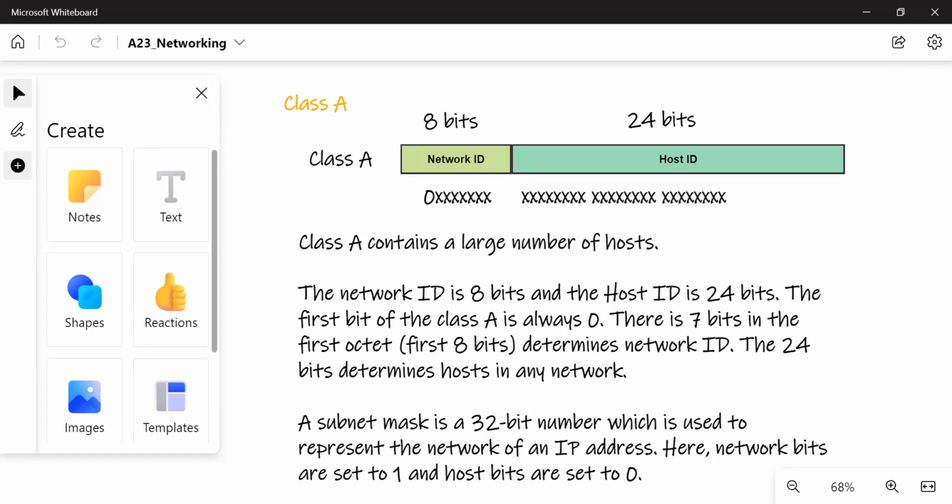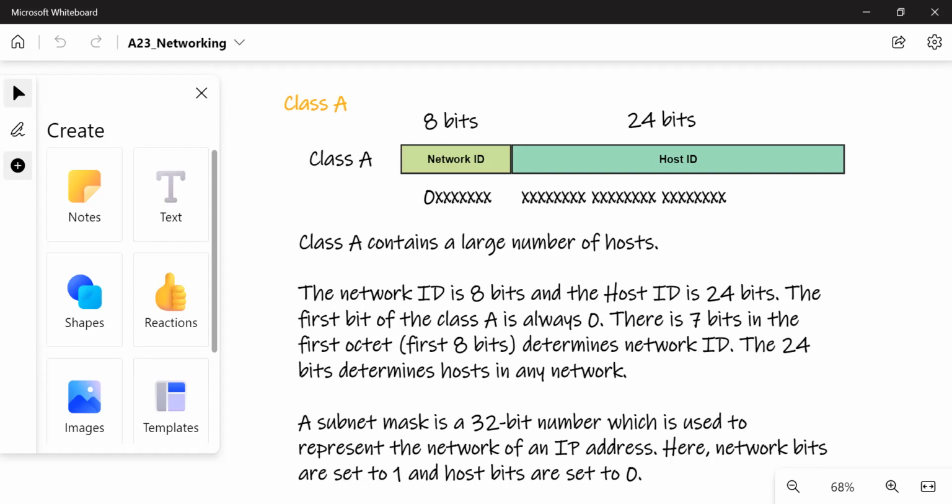Right. Now we discuss how class A works. In class A, it uses 1 byte for the network and the remaining for the host bytes. Another thing that you need to remember is the first bit is 0. So you will have a network ID that starts with 0. The remaining bits could be used to identify the network, and then the remaining for the host ID.